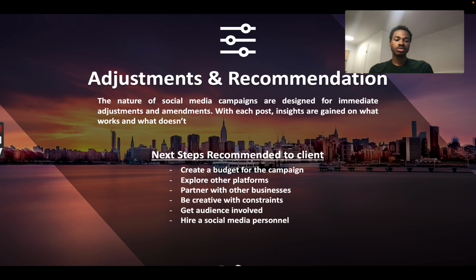Explore other platforms, Twitter, TikTok. These are not primarily the platforms to use, but engaging content will draw people from different aspects of the business sector. So yes, it is good to explore these options. Partnering with other businesses implies that Email One is a B2B business.